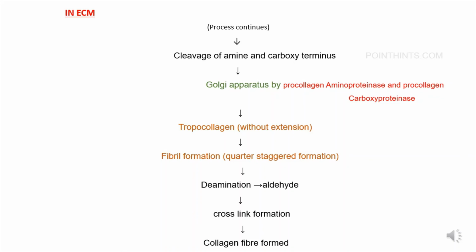After triple helix formation with the extension, the amino and carboxy terminals are cleaved by enzymes released by the Golgi apparatus. The enzymes are procollagen aminoproteinase, which acts on the amino terminal, and procollagen carboxypeptidase, which acts on the carboxy terminal. After the cleavage, it forms tropocollagen. This tropocollagen combines together to form a fibril in quarter-staggered alignment. These fibrils combine together to form fibers.